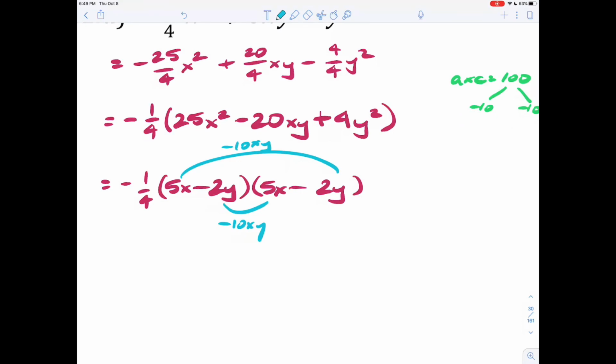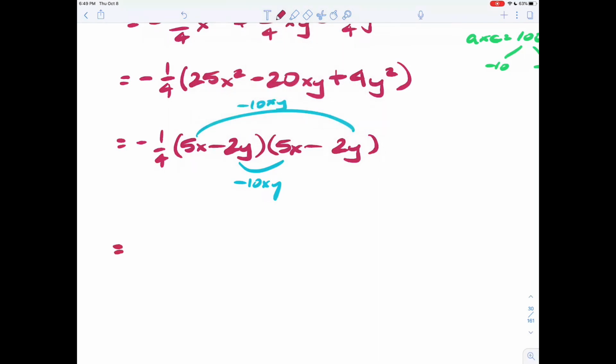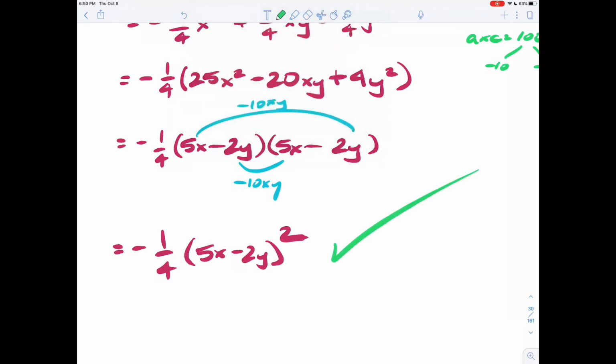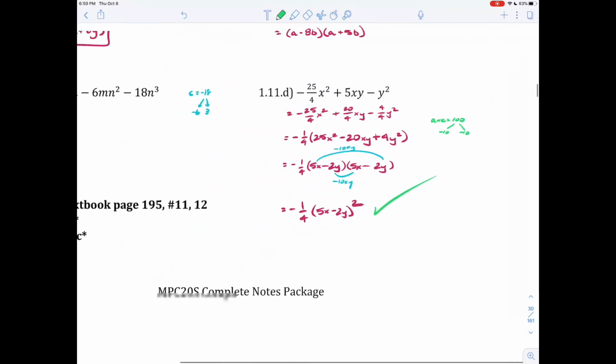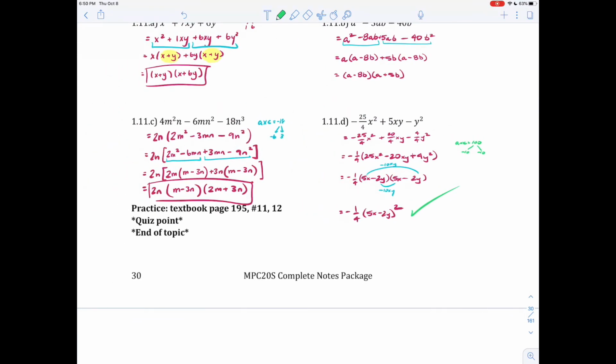With that, this one is, in one sense, technically factored, but to finish it off, because it's a perfect square, let's make sure we write that in exponential form as such. If that's all done, then this thing is good. And that brings us to the end of our unit. So there is some textbook practice there. Nice.